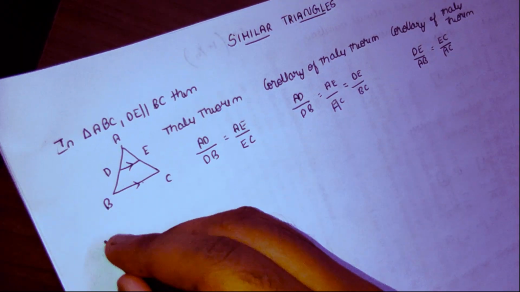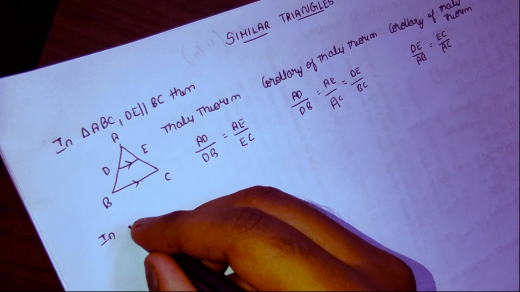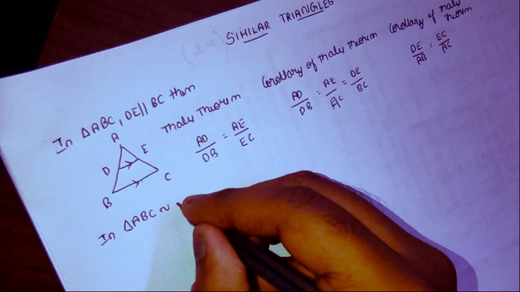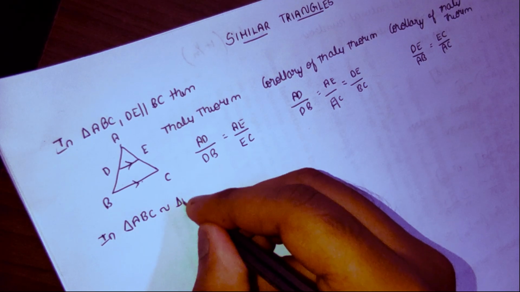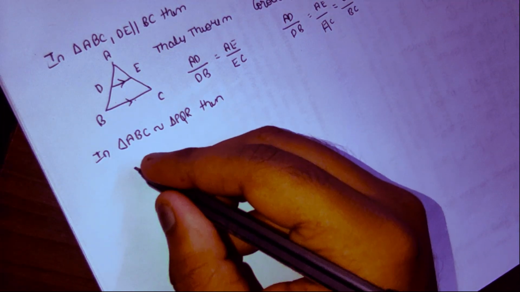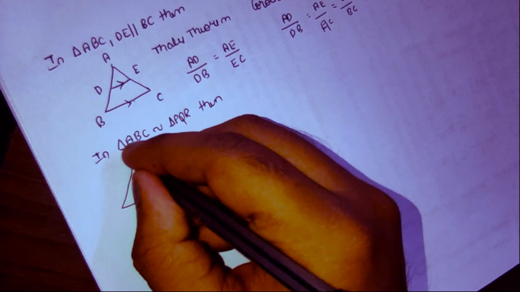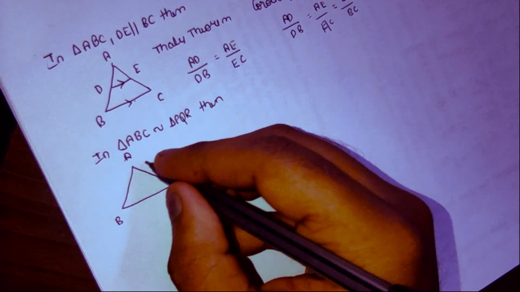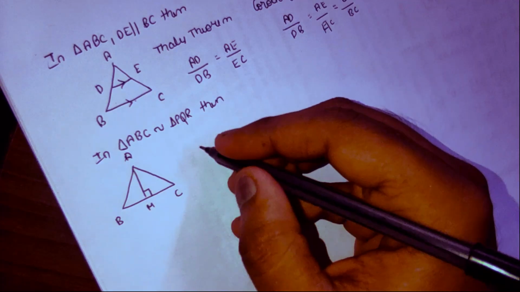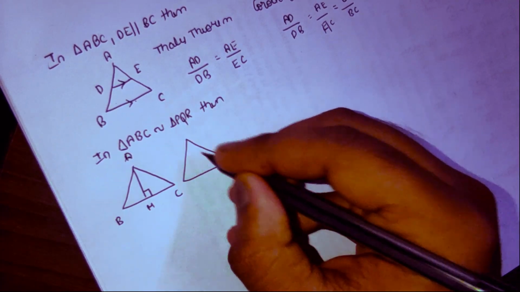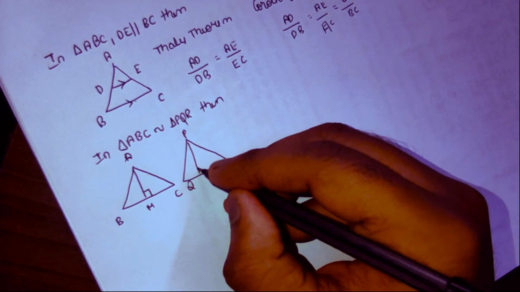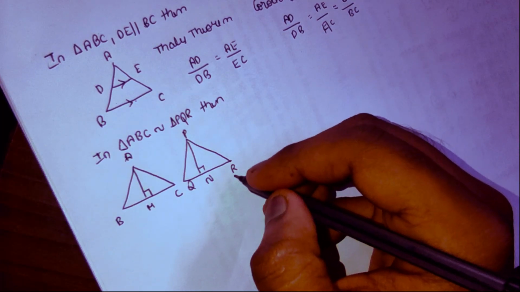So we'll take one more triangle. In triangle ABC, if they give that this triangle is similar to triangle PQR, then we will take two triangles here, ABC. We will draw a line. This is a right angle triangle AMC. We will take one more triangle which is similar to this ABC, we will draw a line here, and this PNR is a right angle triangle.